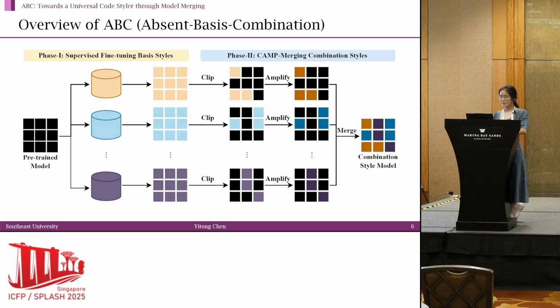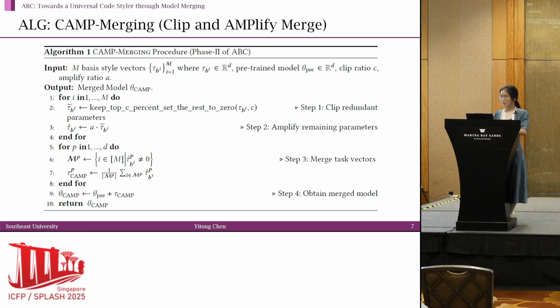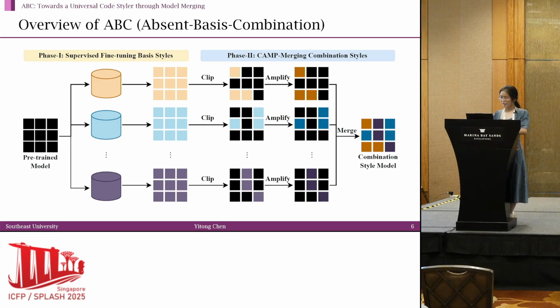First of all, we introduce the ABC framework. Here's an overview. At a high level, ABC comprises two main phases. Phase 1, supervised fine-tuning basis style. So it first uses supervised fine-tuning to learn basis code style. For each code style criteria, ABC fine-tunes a pre-trained code language model on the corresponding basis style dataset. And this results in a basis style model, which is specialized in transforming code to a specific basis style.